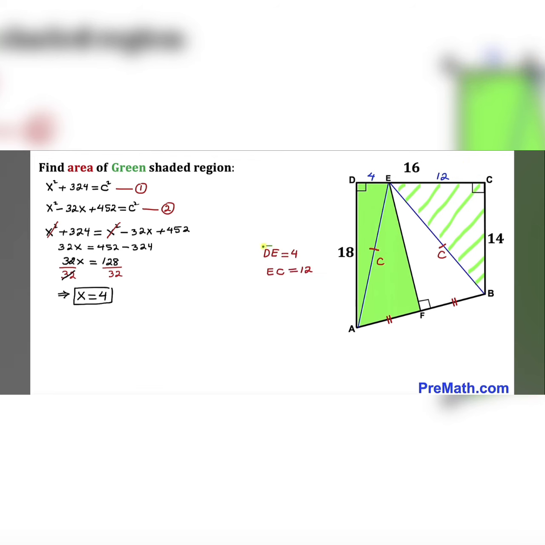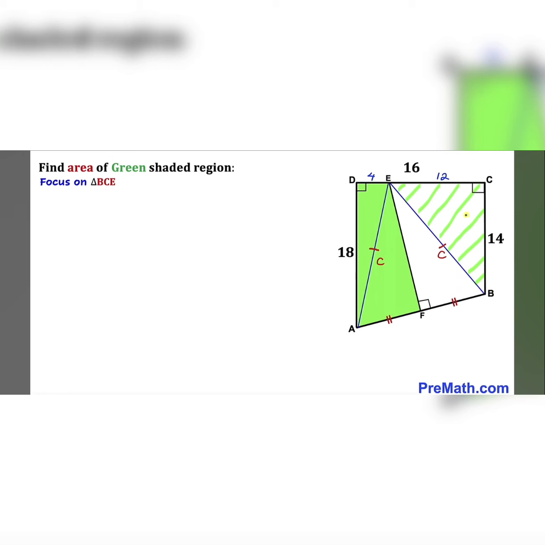So therefore this segment DE is 4 and this segment EC is 12 units. And here's our next step. Let's focus once again on this right triangle BCE.